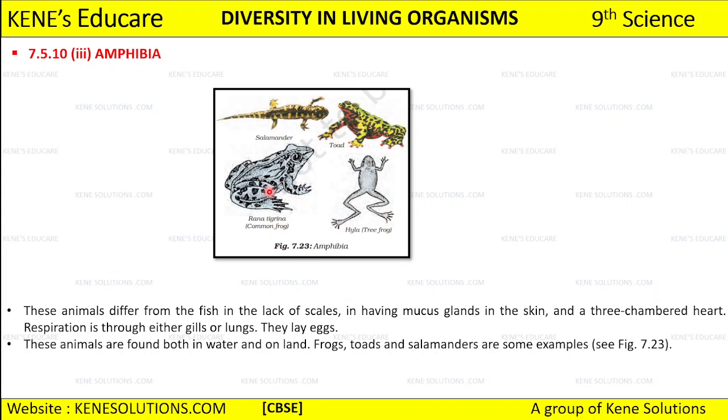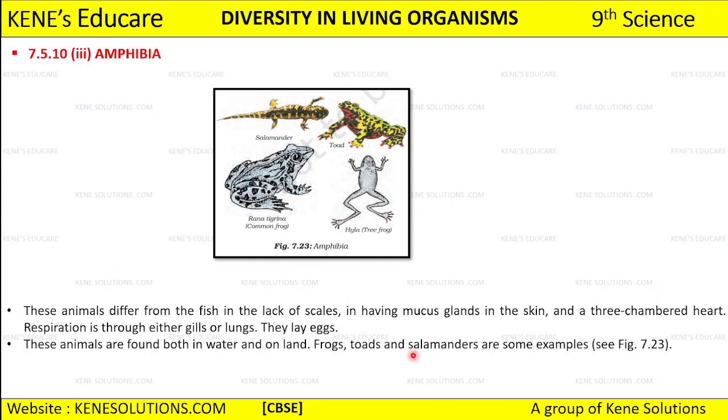Amphibians are animals that are found in water as well as on land. Examples of amphibians include frogs, toads and salamanders. These are some common examples. And remember these: Hyla, which is a tree frog, the toad, and the salamander. These are all examples of amphibians.